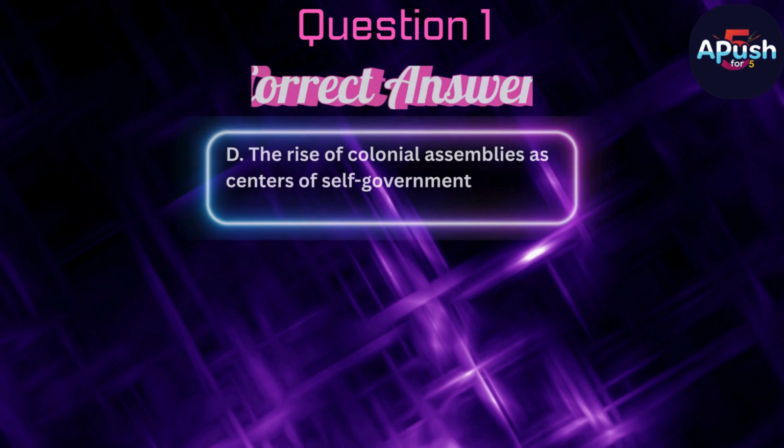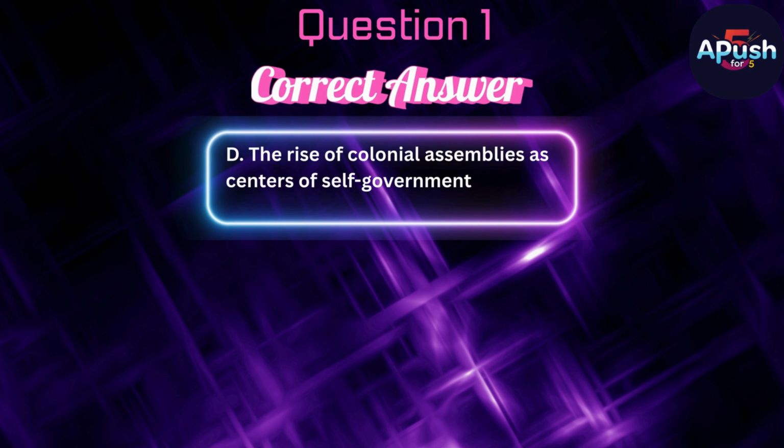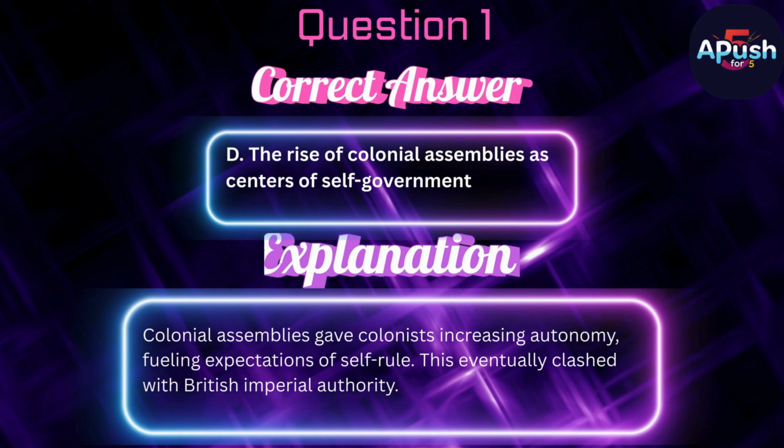The correct answer is D. The rise of colonial assemblies as centers of self-government. Colonial assemblies gave colonists increasing autonomy, fueling expectations of self-rule. This eventually clashed with British imperial authority.